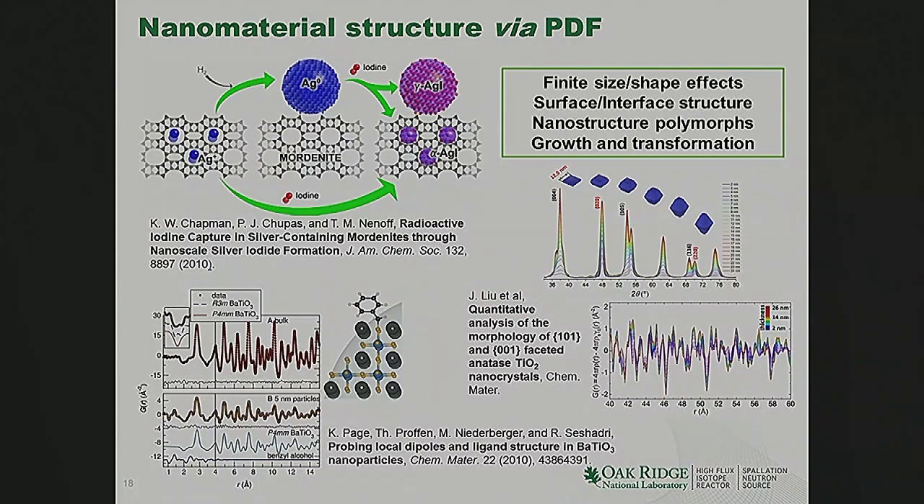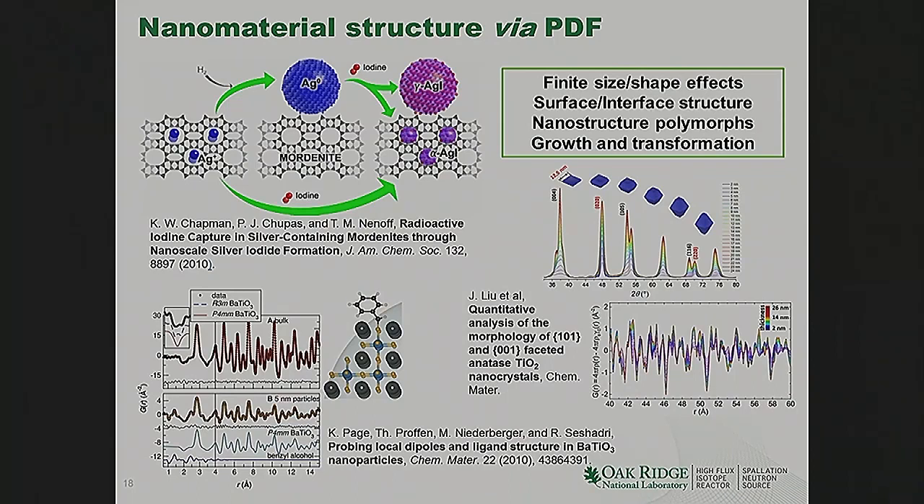The third area for PDF study is all-encompassing nanostructure, nanomaterial studies. So this could be, for example, silver nanoparticles inside a porous framework. And that's an example from Karena Chapman here. This could be different size and shapes and surface structures of metal oxides. Or it could be a ligand attachment at the surface of an oxide nanoparticle.